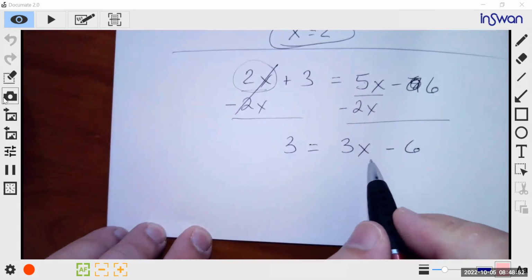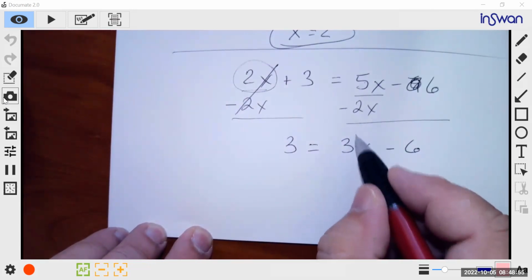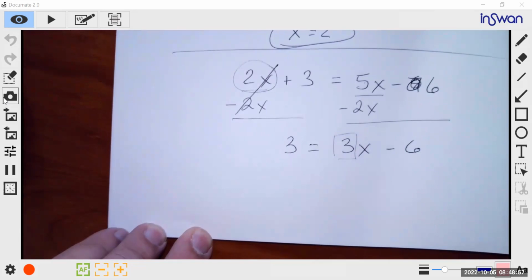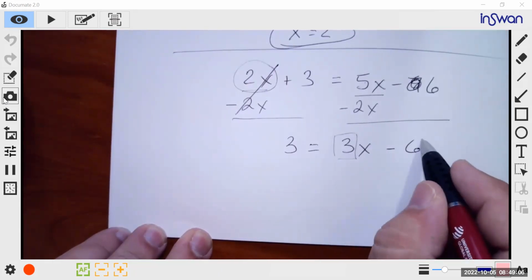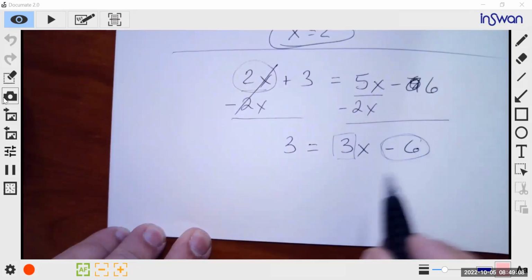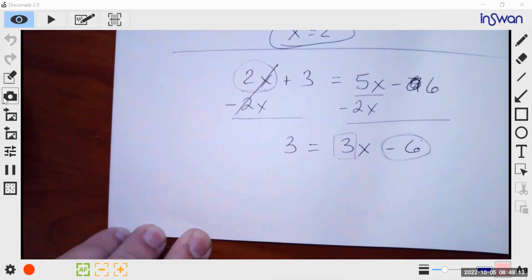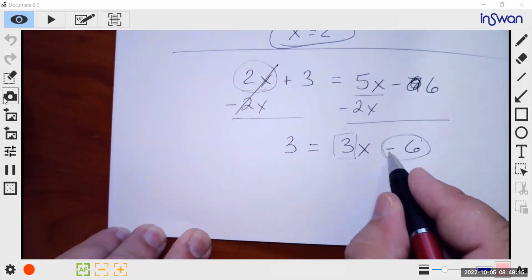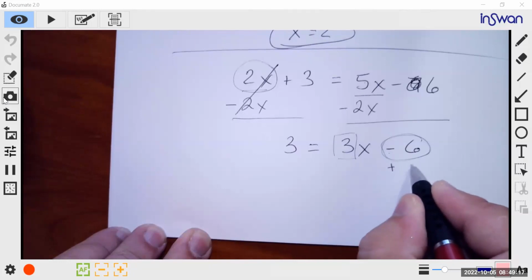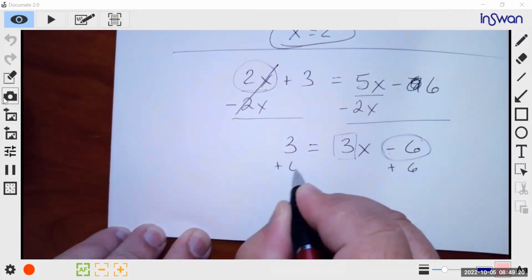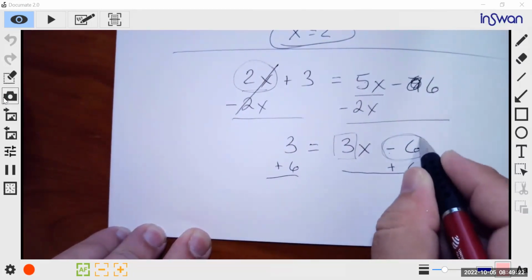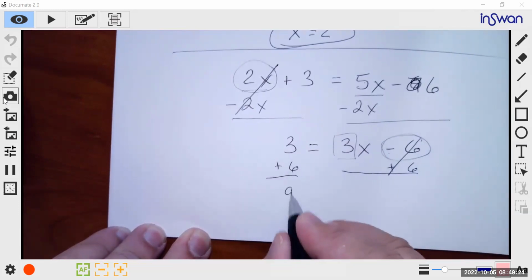Okay, we have our x's to one side. The coefficient is positive. That's a good sign. So we have to get rid of what? We have to get rid of the -6. Because we have all the x's to one side, everything else goes to the other side. So what's the opposite of -6? +6 to both sides. 3 + 6 is 9.